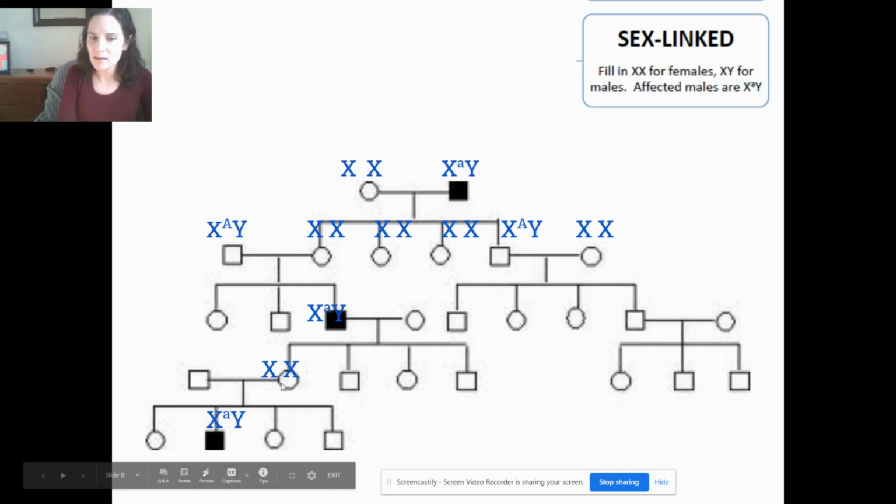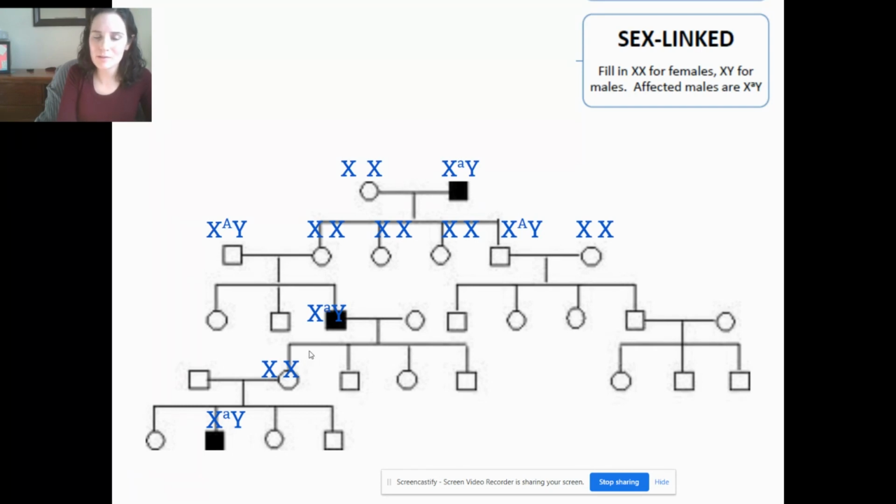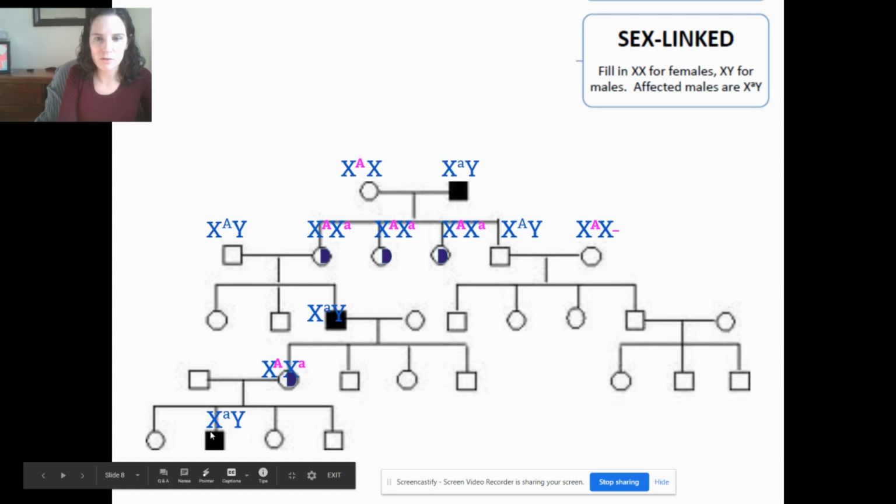So knowing that and knowing that mom doesn't have the trait, that tells me that mom has to be a carrier. She doesn't look like she's got it, but it's hiding on that second X chromosome and she's probably going to pass it along. So we're going to shade her in as a carrier. X big A, she's not sick. X little a, she was still able to pass it on to her sons. And we would do that for any male.